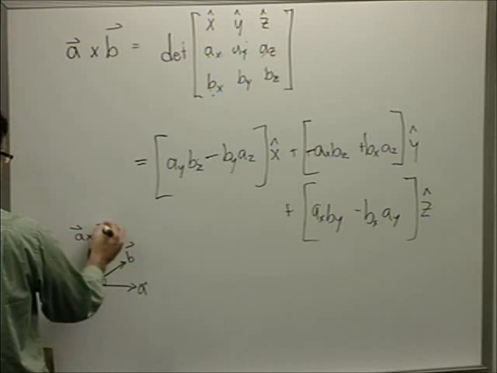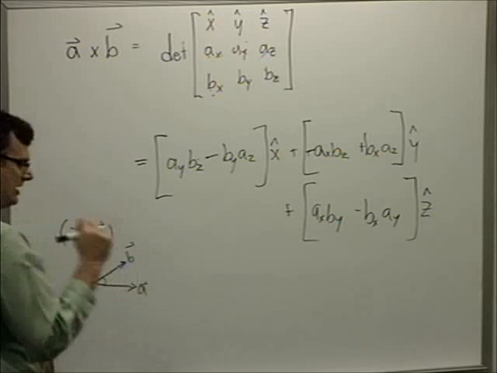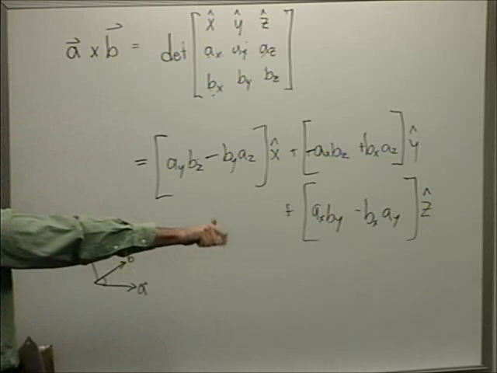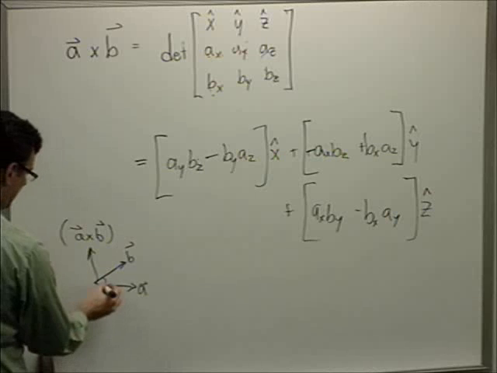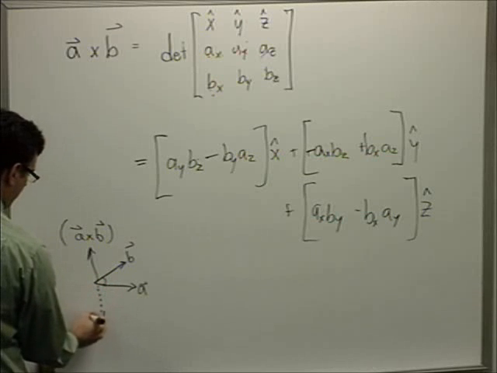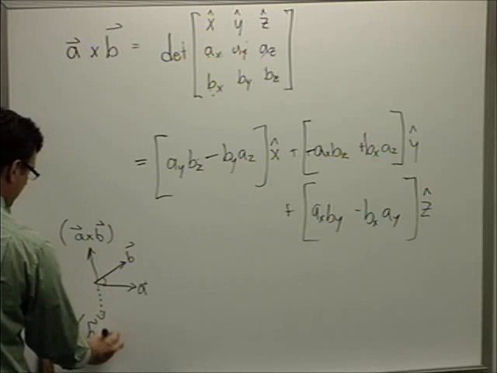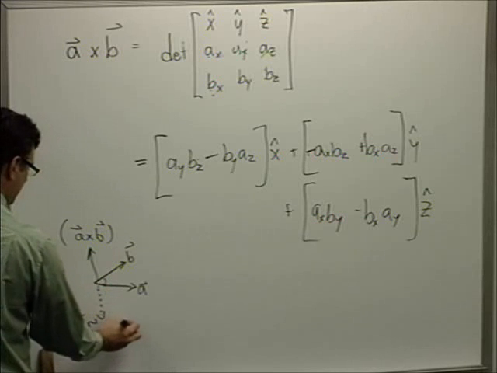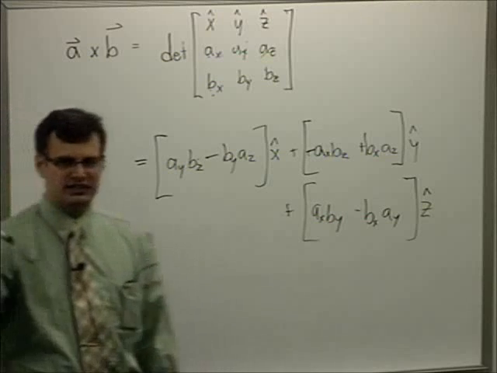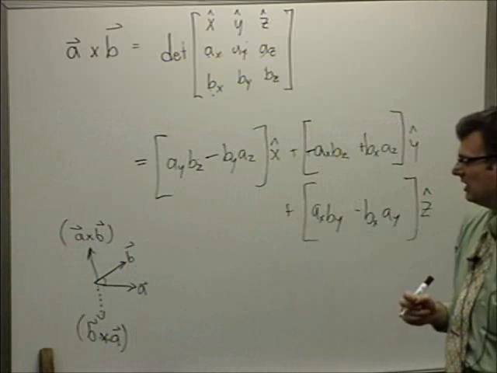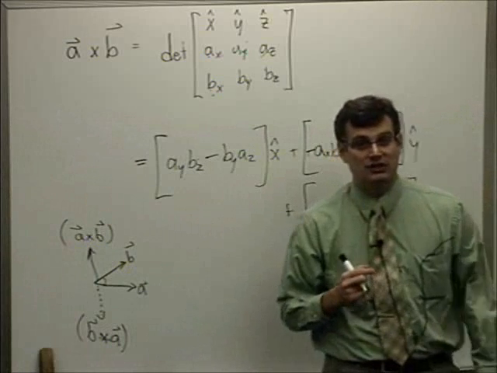A cross B. Now, interestingly enough, if you switch the order, if you do B crossed into A, you'll get the opposite sign. It's always something that bites students in some computations, the fact that the cross product is not reciprocal. Cross product is not reciprocal. So that tells us about the direction, where it's going to point.